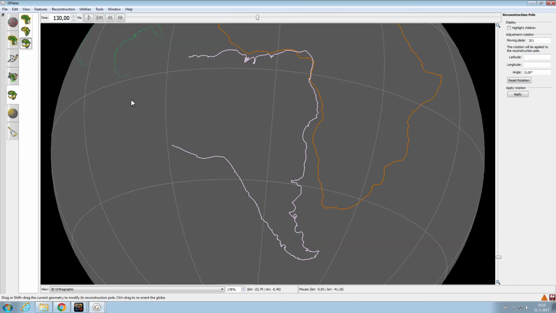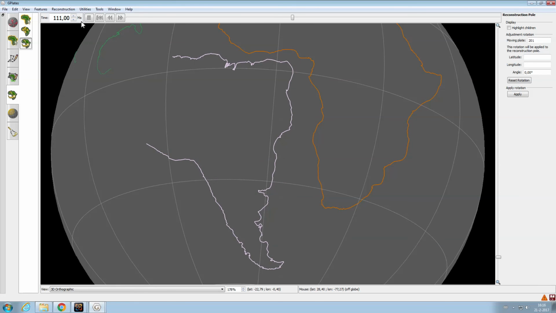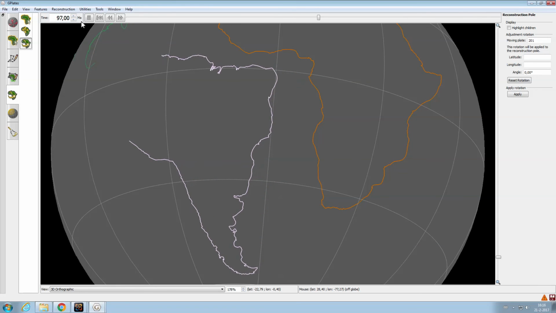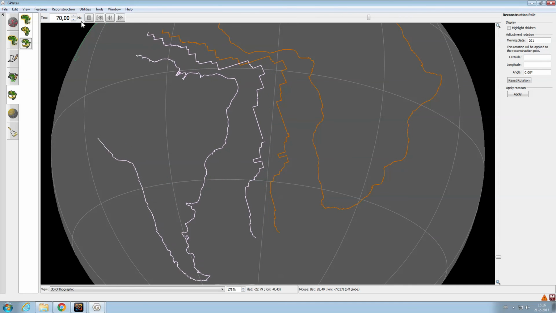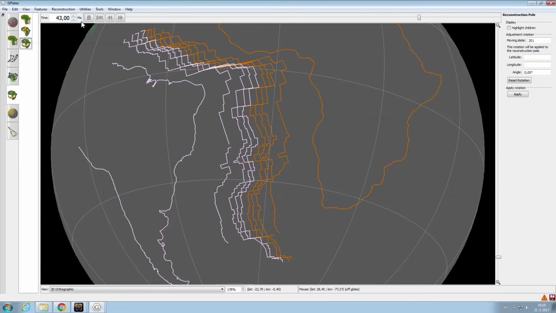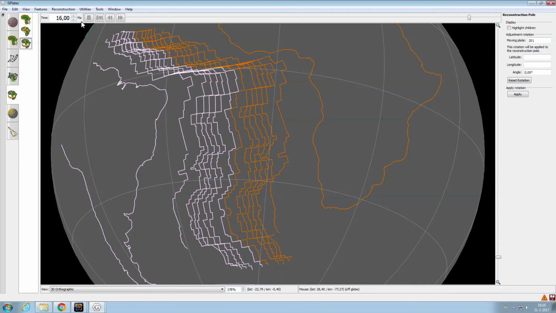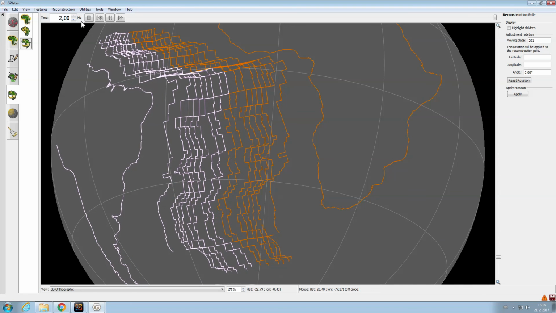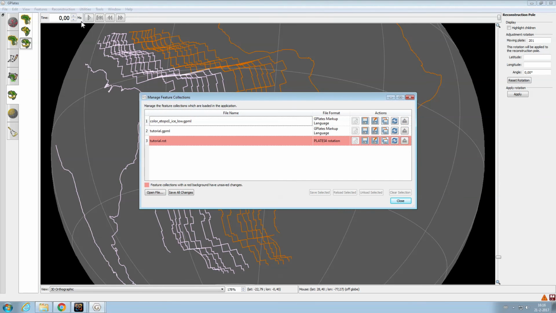Okay, so now we reconstructed the entire opening of the South Atlantic Ocean. And I'm just going to run it, see if it looks good. If I'm happy with all of that, I'm going to save my reconstruction. So let's just run for a bit. Yep, looks good to me. So I'm going to manage feature collections, and then I'm going to save my rotation file.